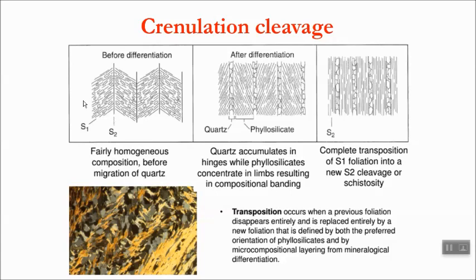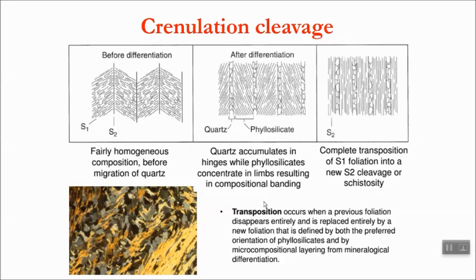Now, as this new deformation intensifies, the quartz slowly segregates from the mica, and this leads to alternate bands of quartz and phyllosilicates. And as the pressure continues and the stress is higher, these phyllosilicates will completely orient perpendicular to the stress, and this will lead to the resultant fabric where only S2 cleavage will be left. The original S1 cleavage is totally eroded. There is no S1 cleavage left in the new rock. So this is called transposition.